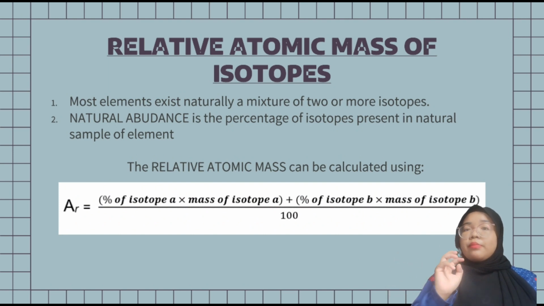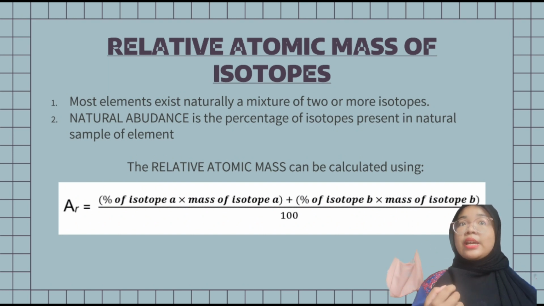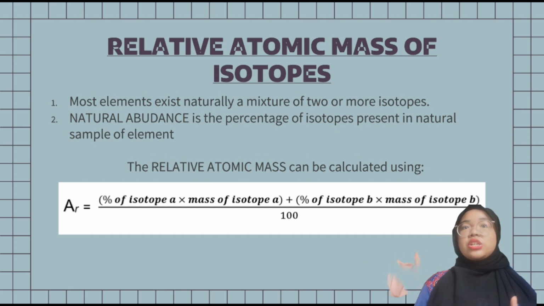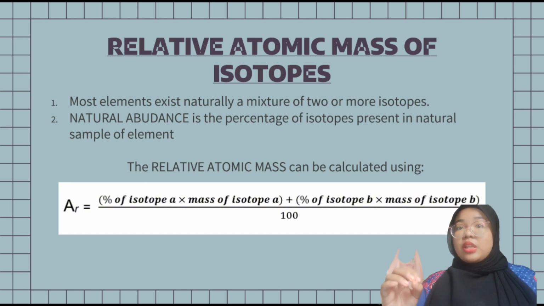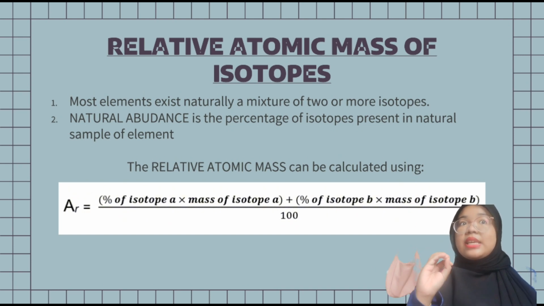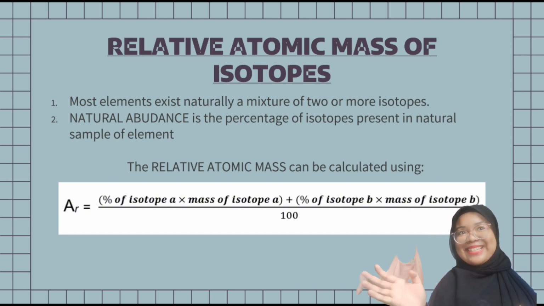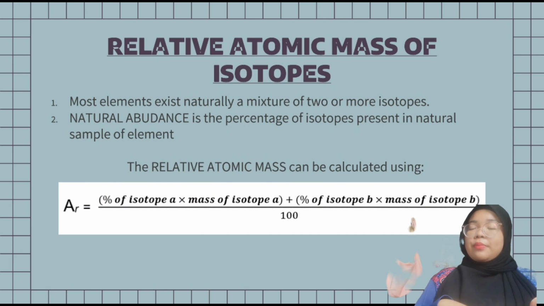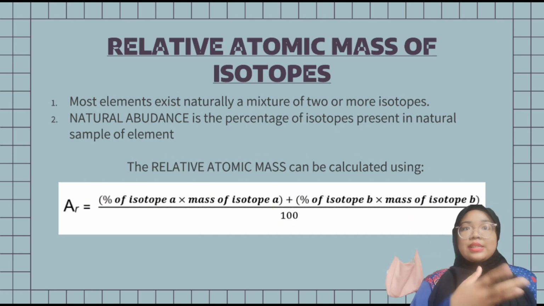So, the relative atomic mass of isotopes. Most elements exist naturally as a mixture of two or more isotopes. And natural abundance is the percentage of an isotope present in a natural sample of the element. So, this is the formula that we can use to calculate the relative atomic mass.